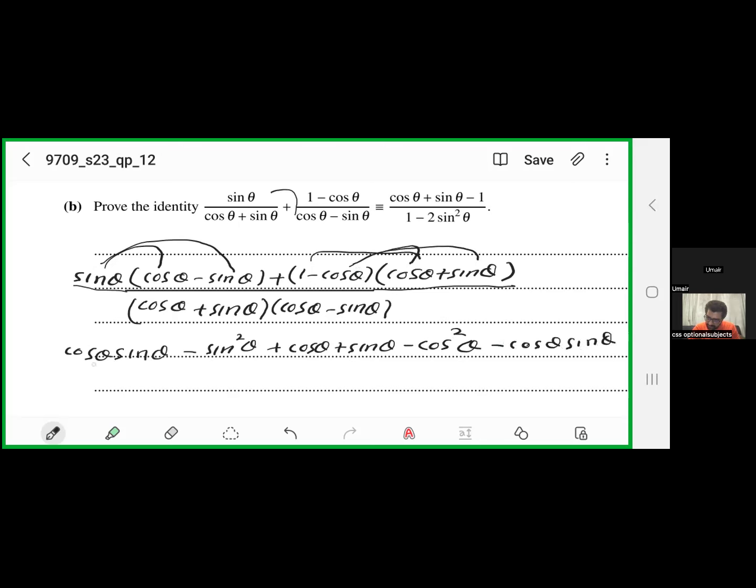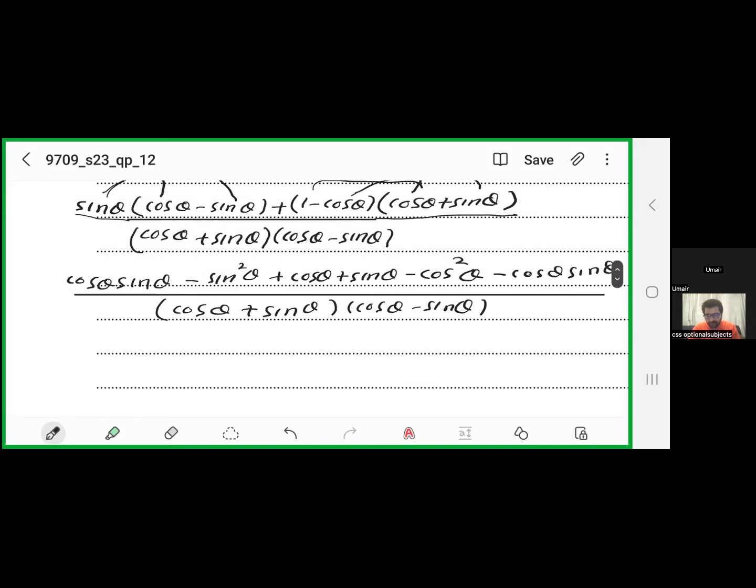Simply open the brackets, over cos theta plus sin theta into cos theta minus sin theta. Now, do we have any simplification in the numerator? Cos theta sin theta and this minus cos theta sin theta can be cancelled. Any other thing that you can do? Okay, this is minus sin square theta minus cos square theta. So let us rearrange them.